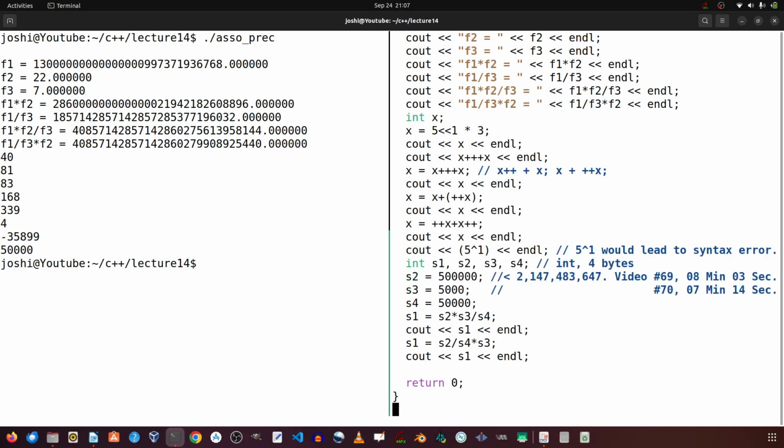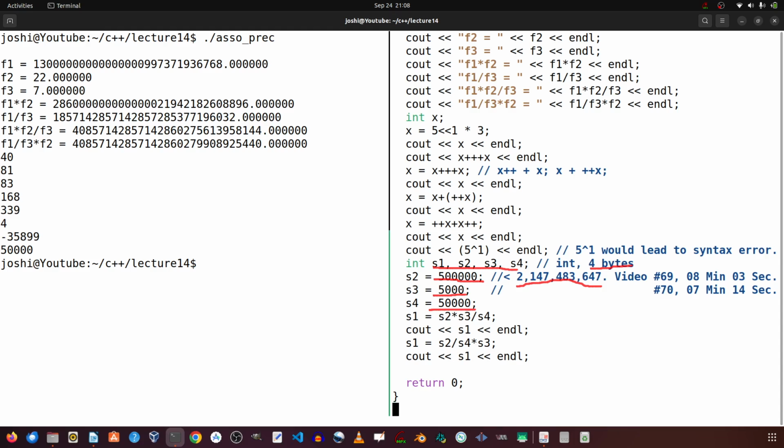Now a more interesting result. Here I have declared 4 signed integers. Under Linux Ubuntu 22.04, the size of an int is 4 bytes. You can refer to my videos 69 and 70. Video 69 is 8 minutes 3 seconds in English, and video 70 is 7 minutes 14 seconds in Hindi. There I have mentioned the 4 byte signed integer and the biggest positive integer which can be represented is this one. This number S2 is less than this, 5 lakhs. S3 is 5,000. S4 is 50,000.